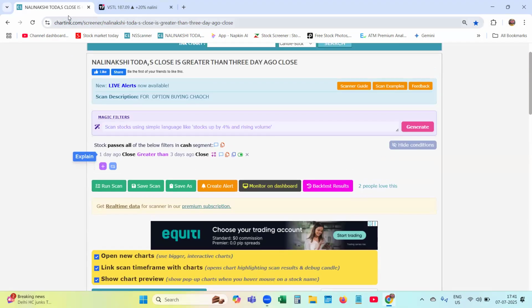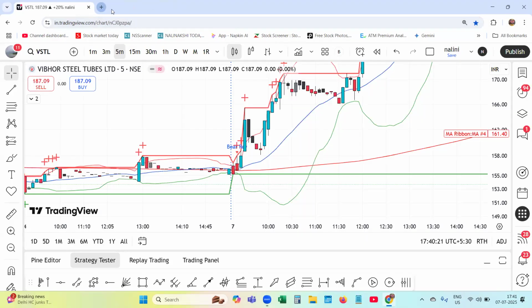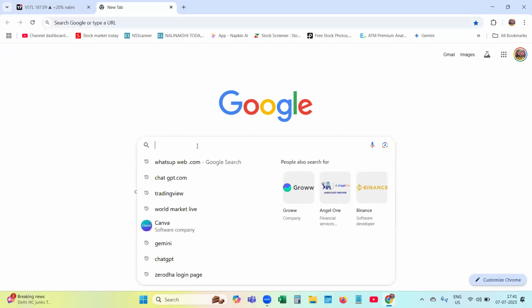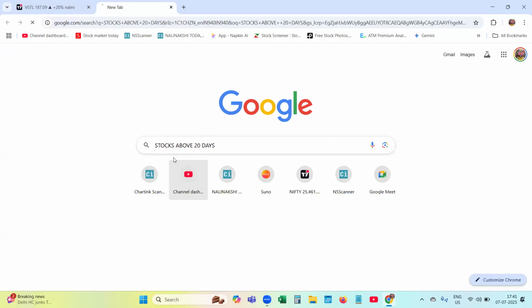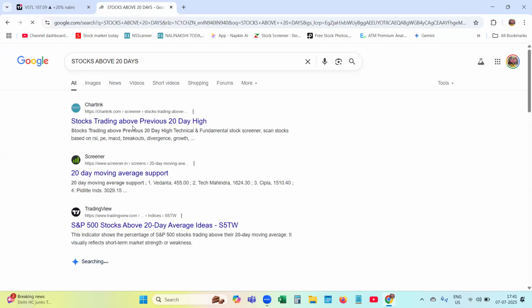This is not this one. We'll go to, Google it out. Stocks above 20 days. So if we Google it out, we are getting stocks trading above 20. We will get a charting screener here.